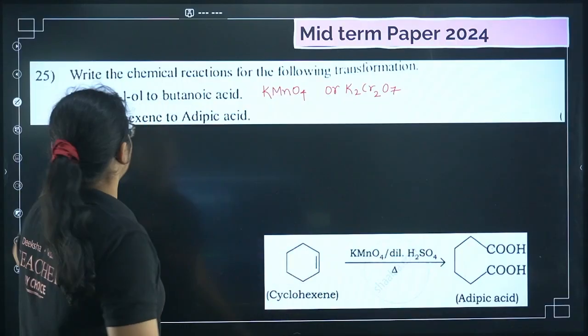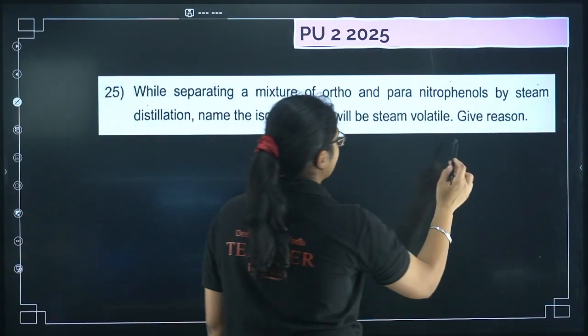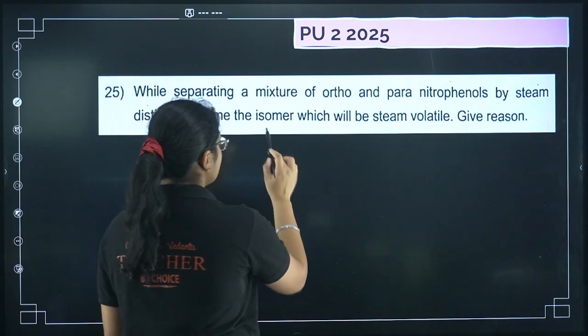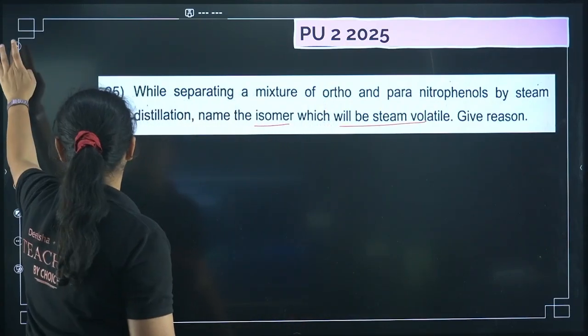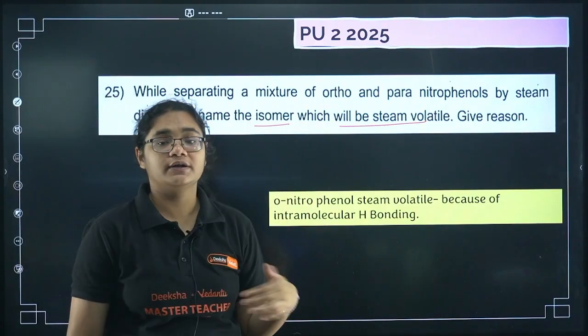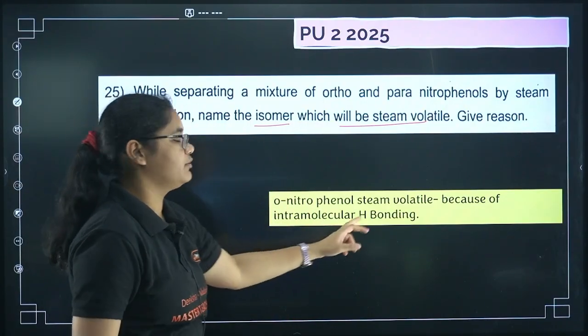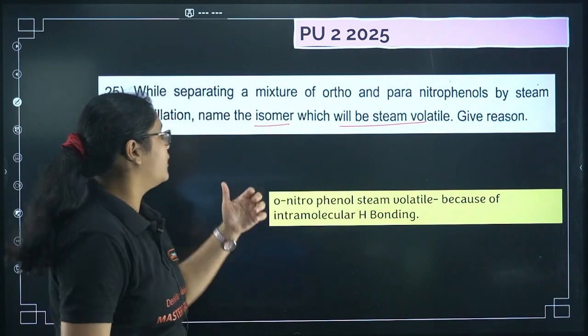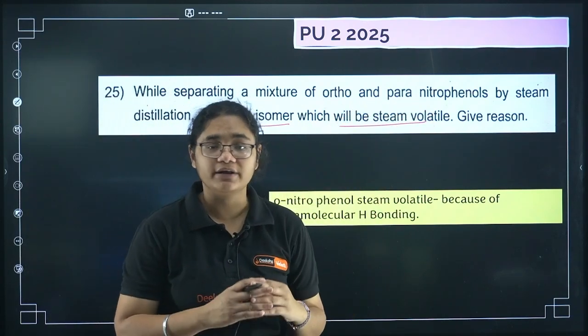Now next question I have is, while separating a mixture of ortho and para nitrophenols by steam distillation, name the isomer which is steam volatile and give reason. So we know here ortho nitrophenol is steam volatile because here we have intramolecular hydrogen bonding, whereas in para nitrophenol there is intermolecular hydrogen bonding.